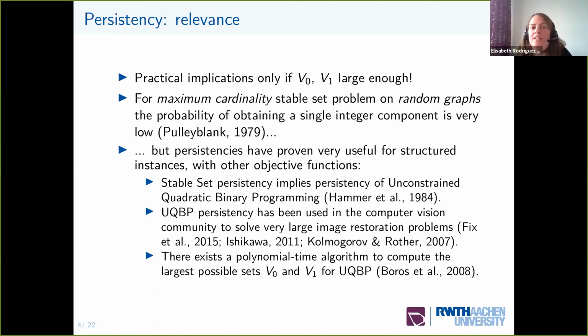Yes. So that's what caught our attention, because before I was studying reformulations of polynomial binary problems into quadratic problems without constraints, and the whole motivation came from these problems in computer vision, where they use the persistency property for the quadratic unconstrained problems to solve very, very large problems. So I think up to millions of variables, so they perhaps don't solve them to optimality, but they reduce the dimension very much.